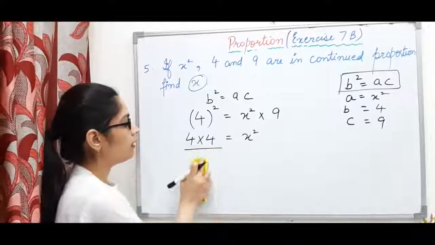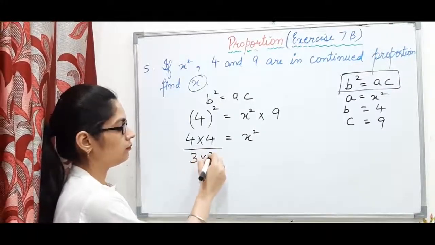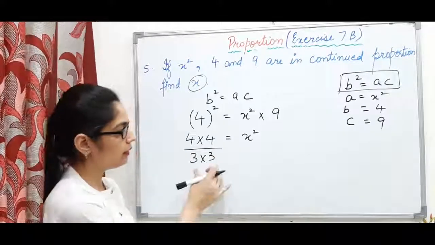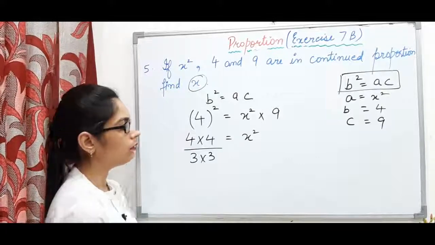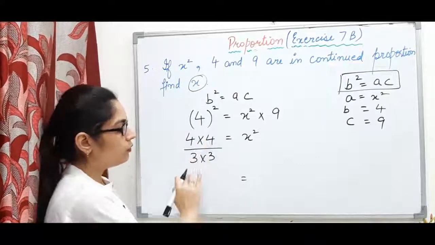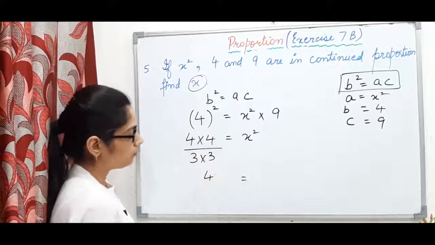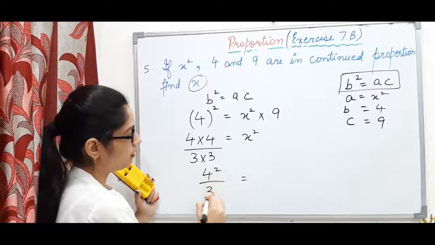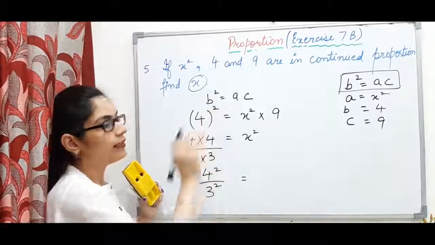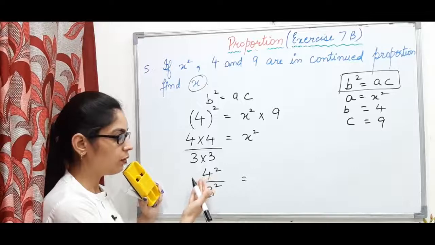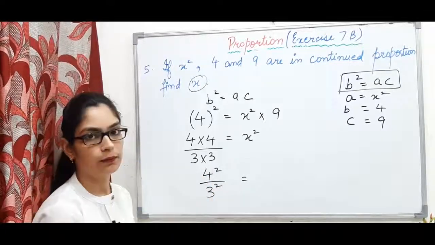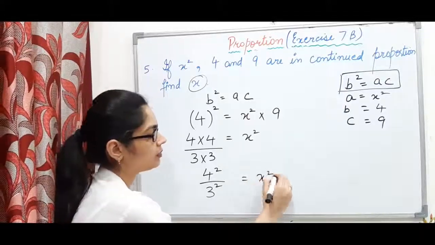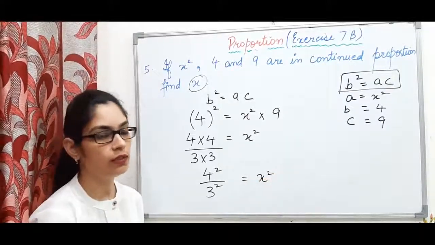9 also we can write as 3 into 3, because we know 9 is 3 into 3. If we write it in that form, it won't make any difference here. So 4 into 4 and 3 into 3. We can keep it this way, or we can just write 4 square by 3 square. 4 was already in square form, so again we can write it in this form, 4 square by 3 square. Why have I written it this way? Because here I have x square. That is why I wrote it in this way.